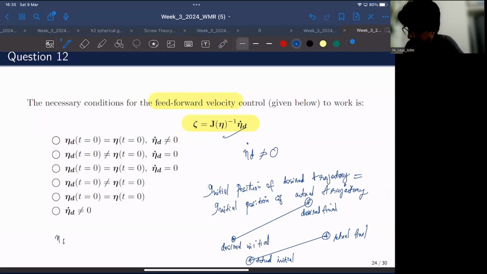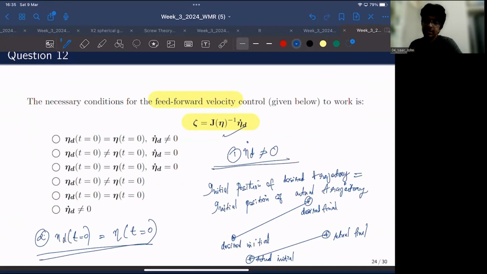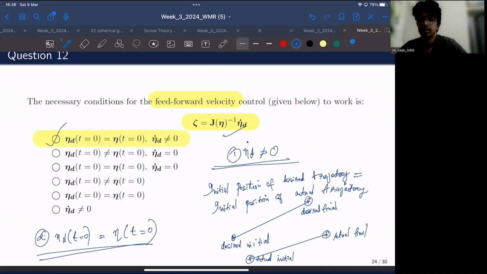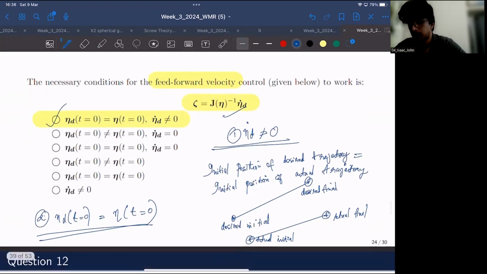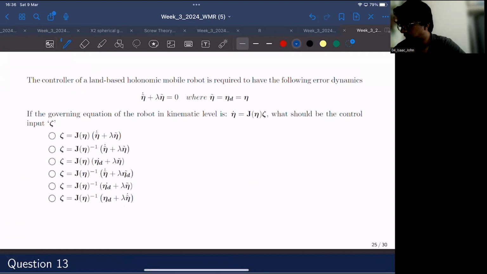So in other words, eta desired at t equal to 0 should be equal to eta actual, or eta at time t equal to 0. So this is condition 1 and this is condition 2. So both of these conditions will have to be satisfied in order for the feed-forward control law to work. So I believe the correct option in that case is option A for question 12. Yes, that is indeed the correct answer. Okay, now moving on.